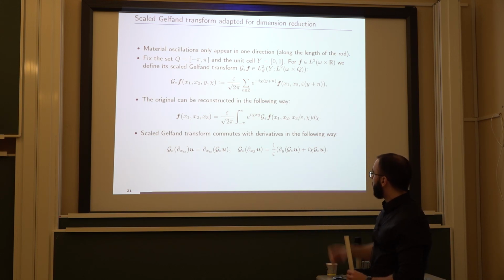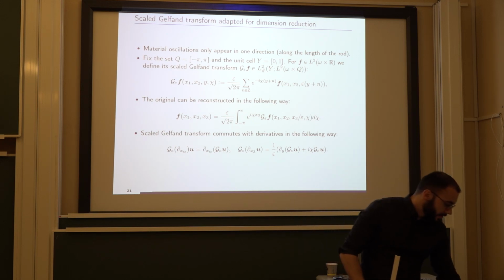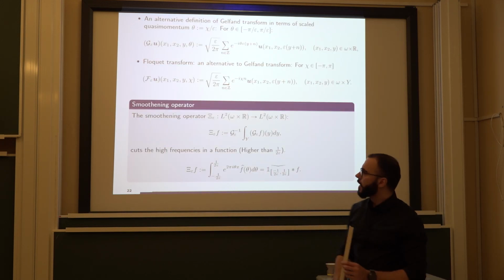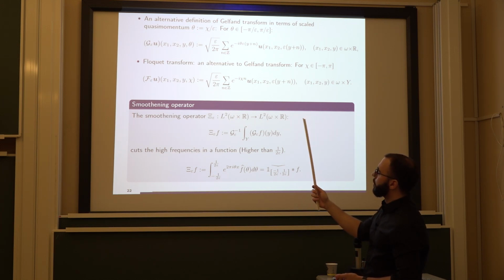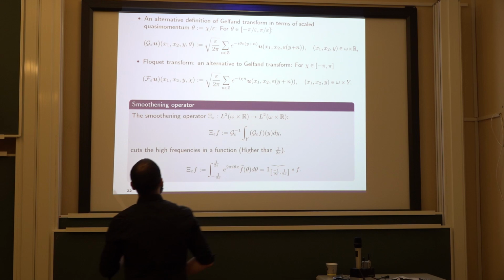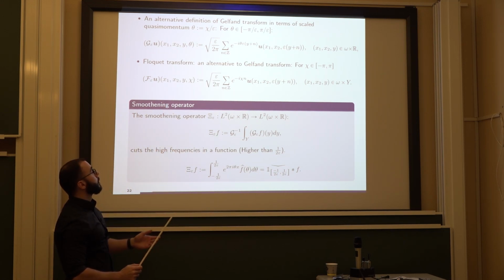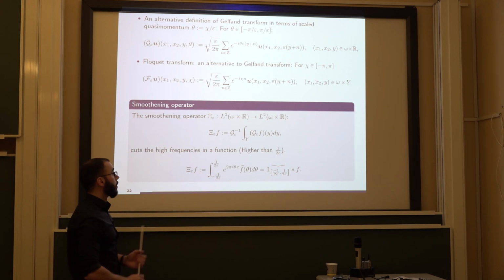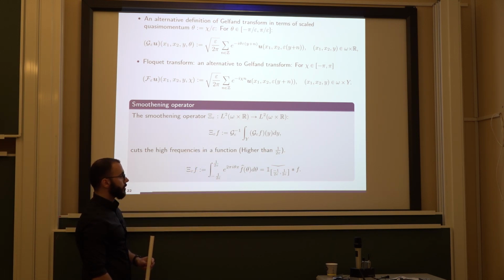And this will be very important now. Somebody might want to work with the Gelfand transform, which depends on this scaled quasi-momentum. Other people might want to work with the Fourier transform. It's all pretty much similar. So I can give you now the definition of that smoothing operator, which I promised.